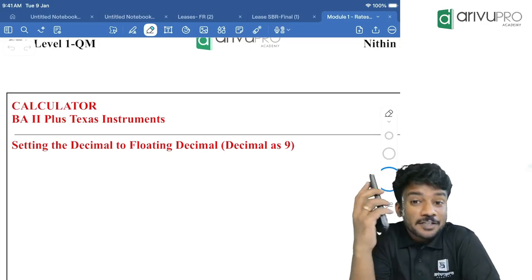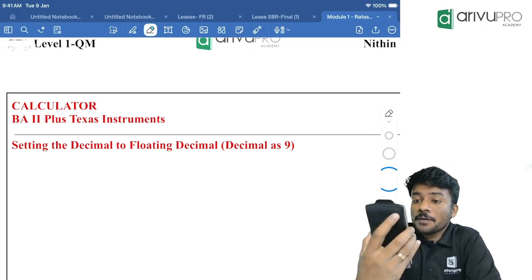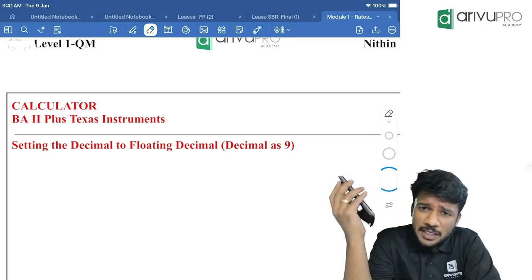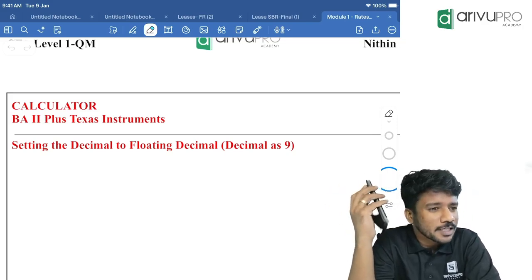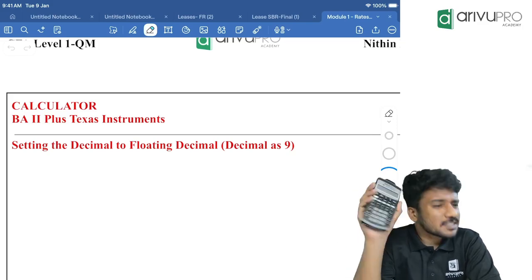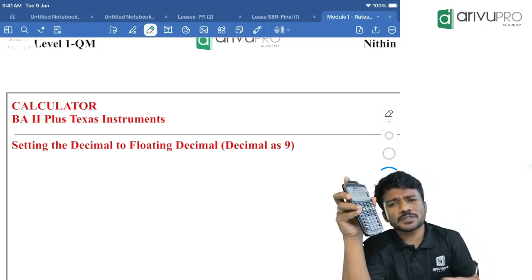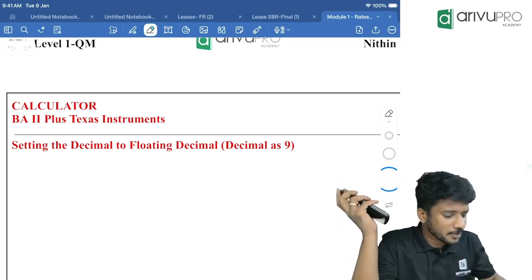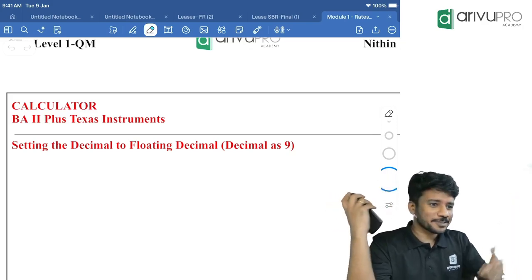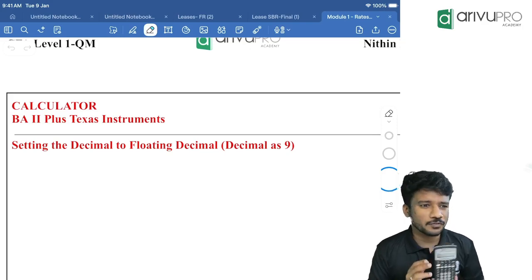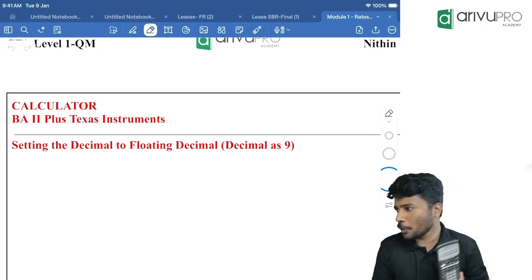Because everyone requires the basics of this calculator. The calculator which I will be using is the BA II Plus Texas Instruments. There is an HP calculator also, but we will usually use the BA, because it is a cheaper version. Still, it is not that cheap. It costs around 3000 plus. There are multiple vendors, and the price will be 3000, 4000. Usually the price of the calculator will be 3500. If you get a discount, you will get it for 3000.